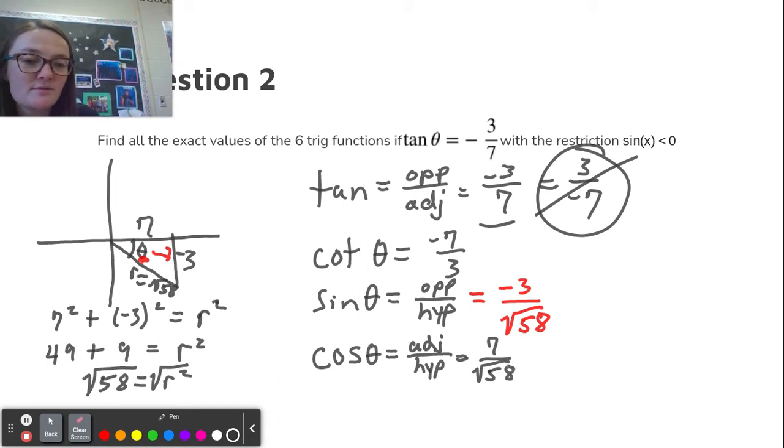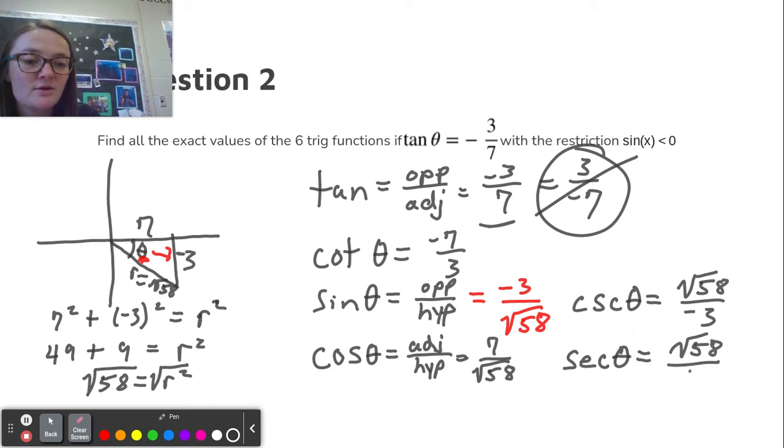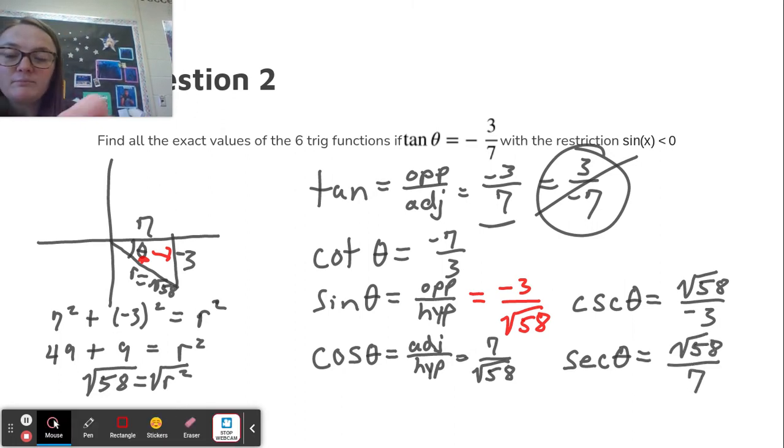So let's find the reciprocal of sine, which is cosecant. Cosecant of theta is just going to be the exact same thing, but flip numerator and denominator. So the square root of 58 over negative 3. And the secant of theta, which is the reciprocal of cosine, is going to be square root of 58 over 7. All right, let's keep on moving.